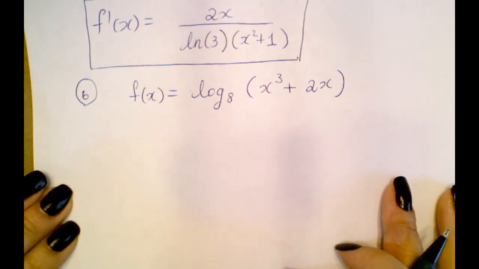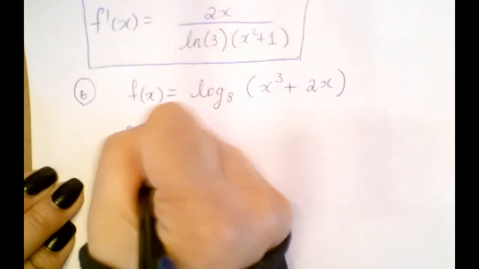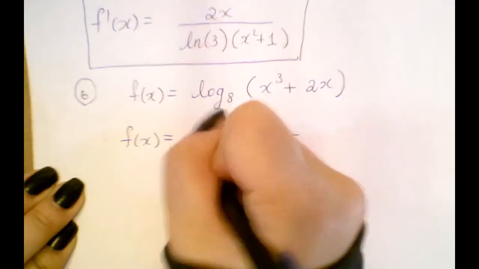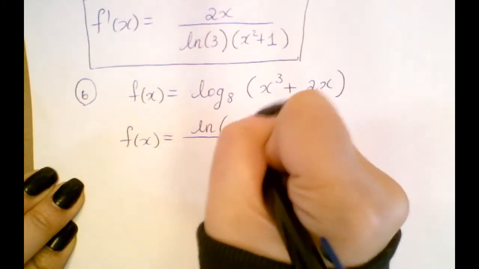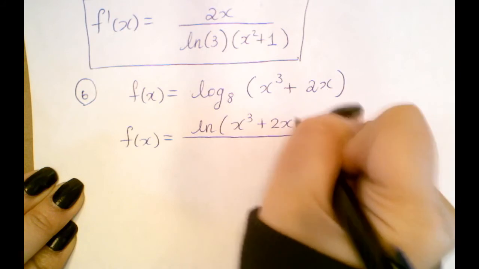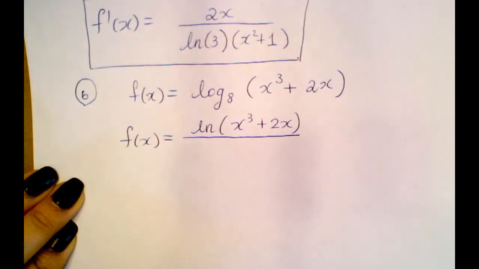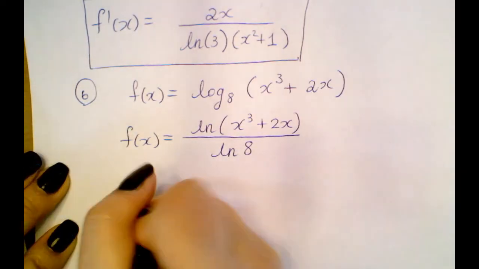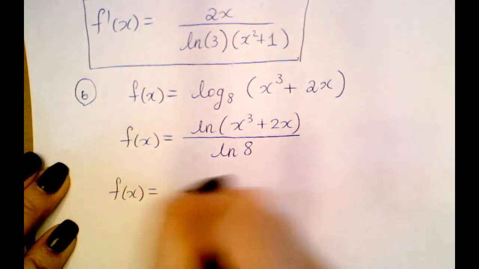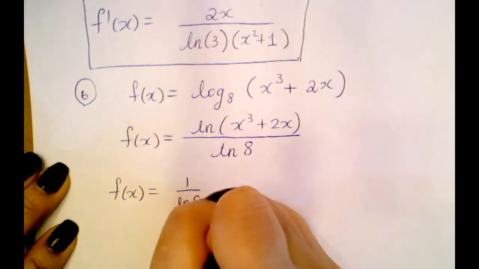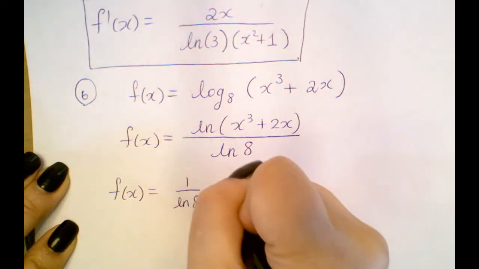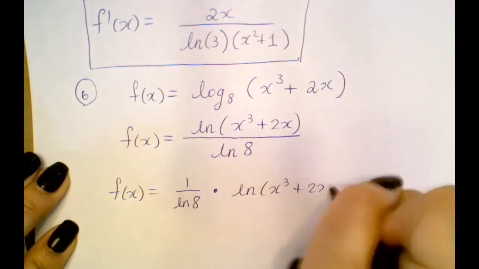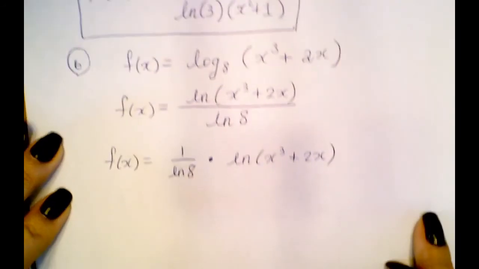Change your base. So f of x equals, what's on the numerator, guys? The numerator, the top of the fraction, is ln of x cubed plus 2x. And what's in the bottom of the fraction? Natural log of 8. All right. Pull out the denominator, pull out 1 over ln 8, and say that's getting multiplied by our numerator. And now we are ready to take the derivative.